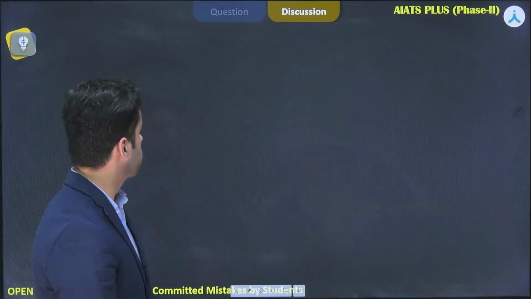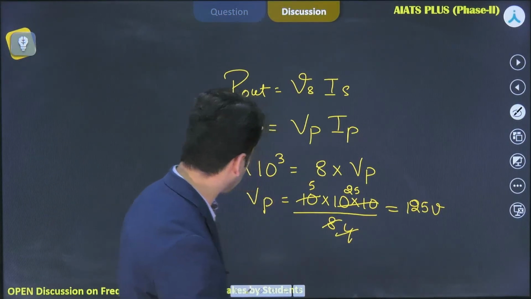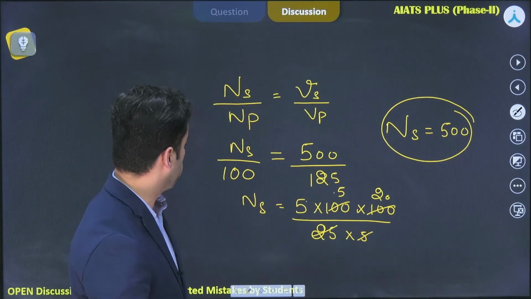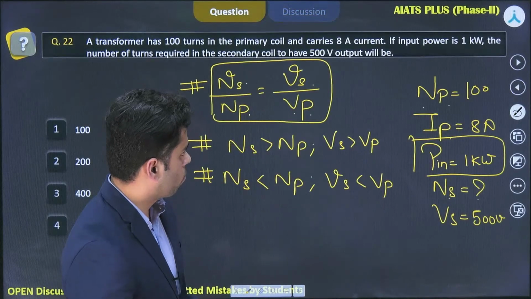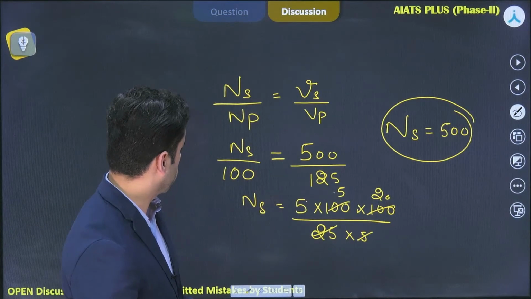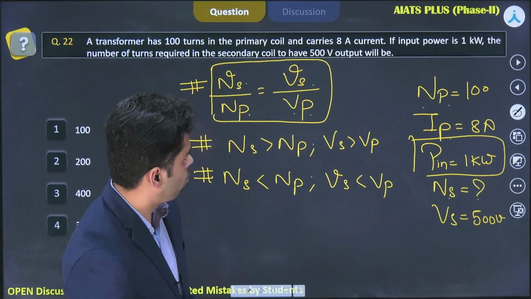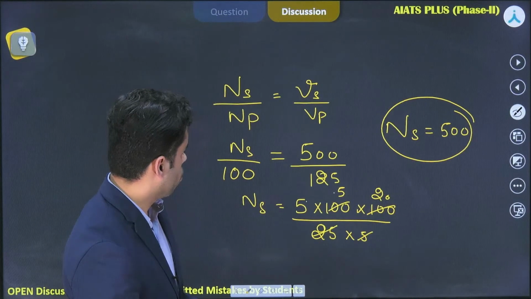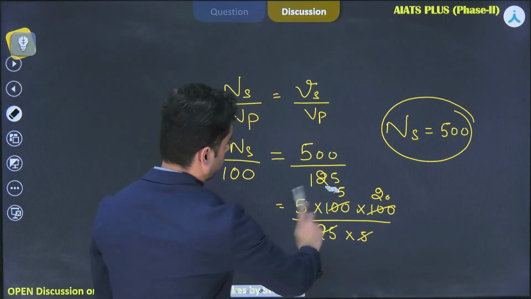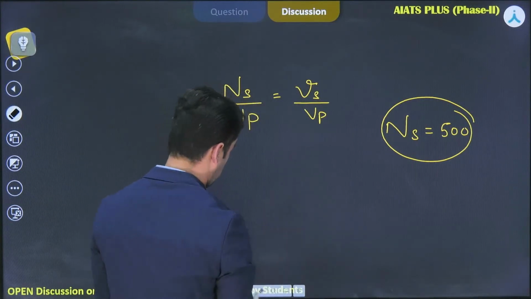Right? Which means that the correct answer should be, oh just a second, I just missed the calculation. So 125, let me check the calculation. Okay, let us do it again. So Ns we need to calculate, Np is given to me as 100, and 500 by 125. A little bit of calculation mistake, please ignore it.